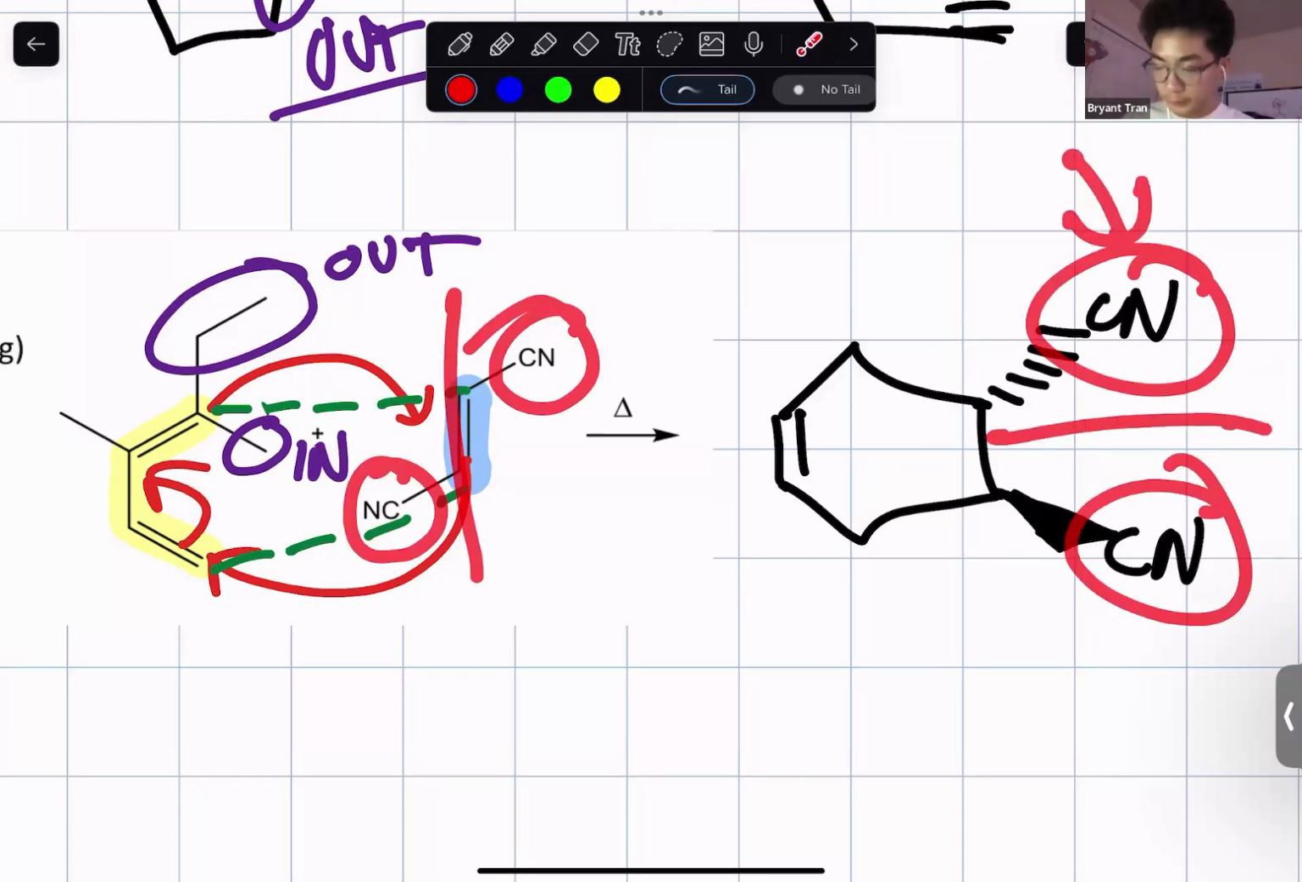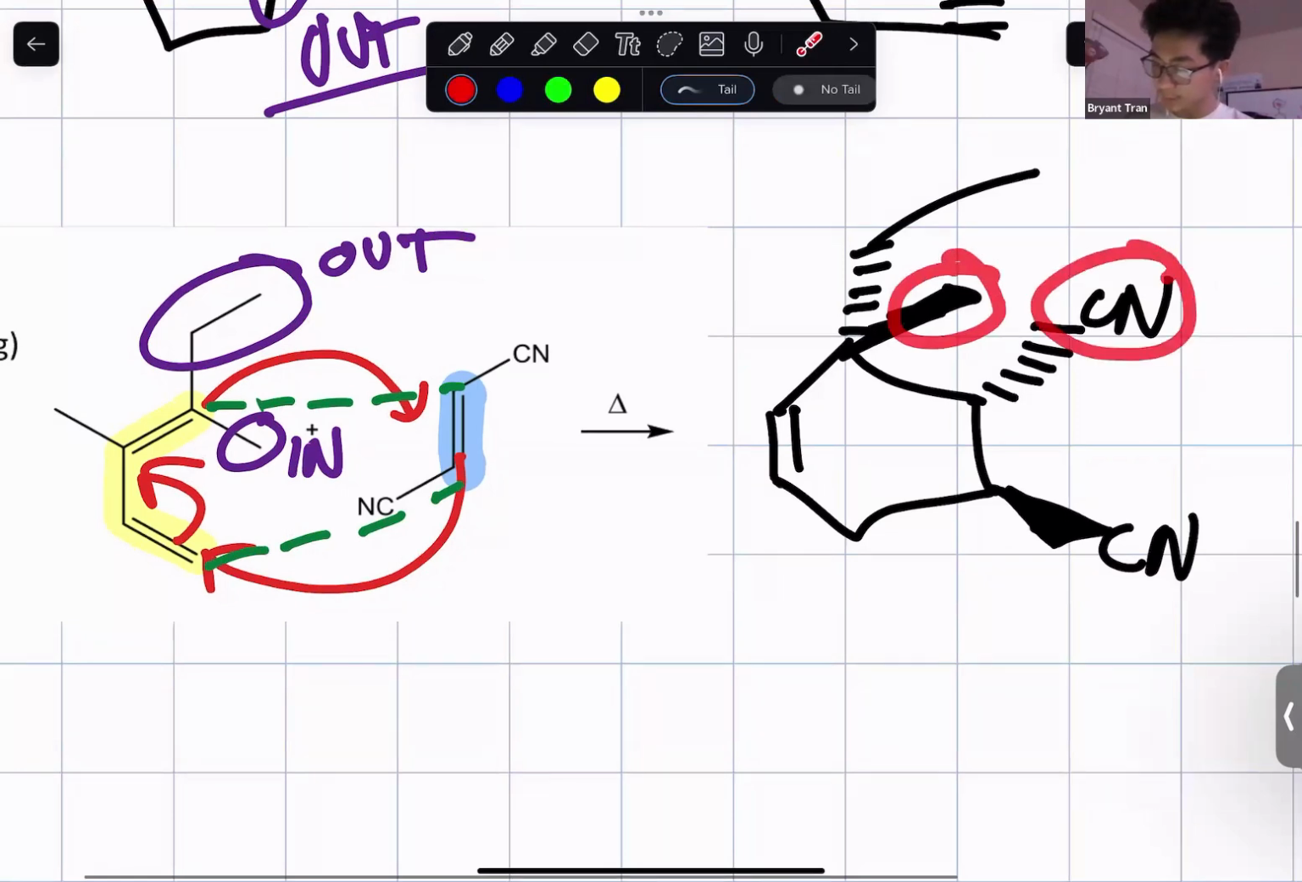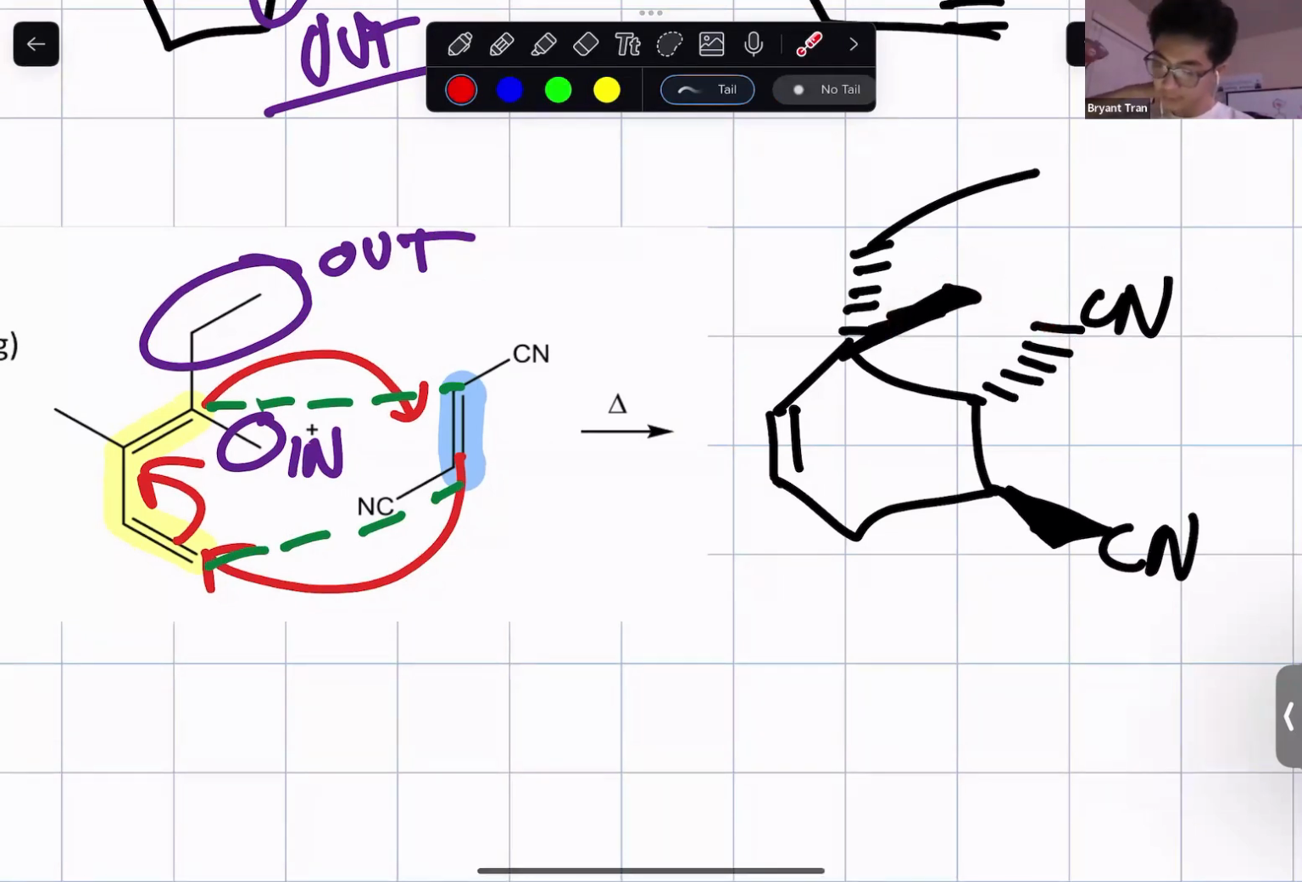But we're choosing the top CN to follow the endo rule, so that there's going to be dash with the ethyl group because it's an out group. And the methyl group on that carbon is a wedge because an in group is trans to the EWG, like that, plus minus. So that's one set of the products.